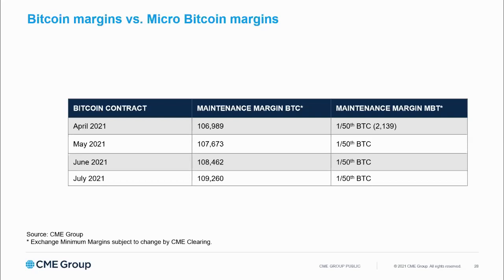And again, these margin requirements can change with volatility and price increases, and it's all subject to change by our clearinghouse, who manages all of our risk. So we can expect the micro Bitcoin contract to be around 1/50th of our large Bitcoin contract.